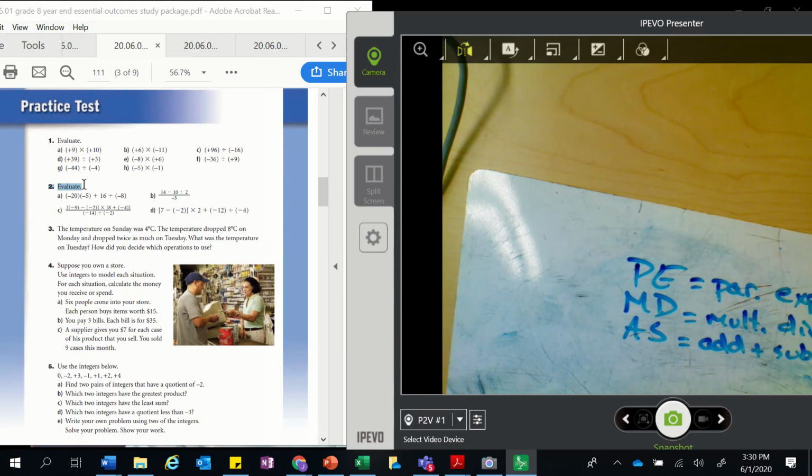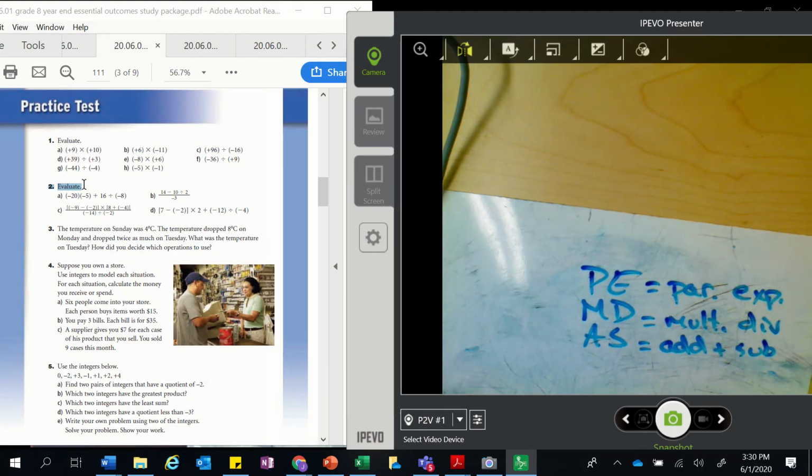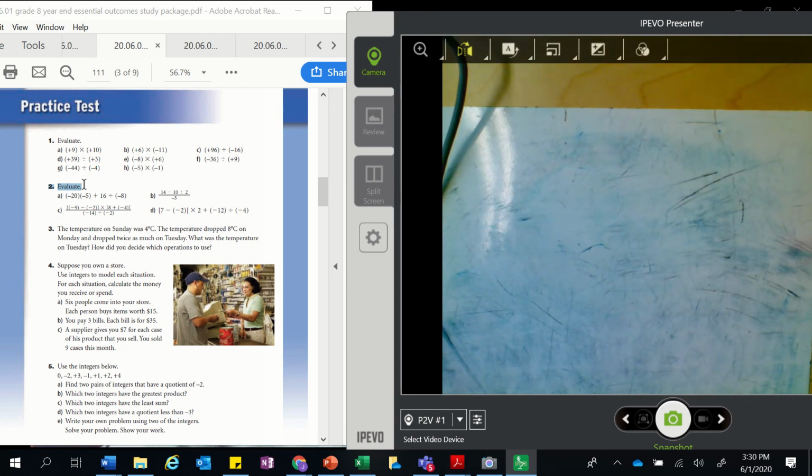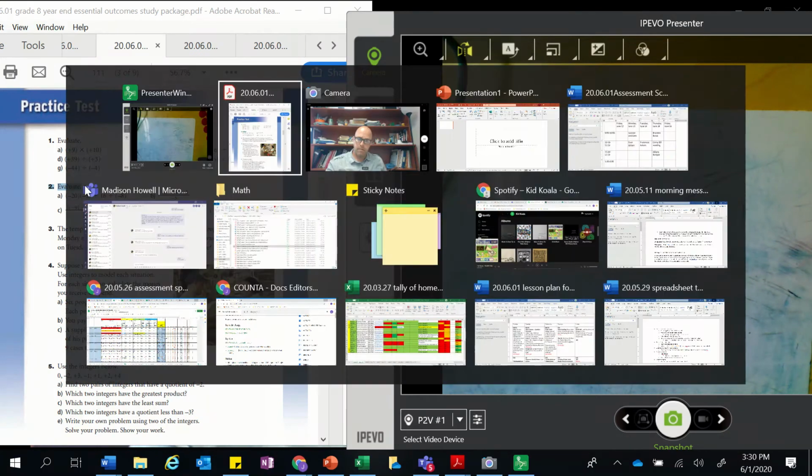All right? Well, let's take a look at number 4. It says, suppose you own a store. Use integers to model each equation. This is where you might get a little confused, but what you need to do is look for the clues. 6 people come to your store, each person buys items worth $15. Wow. 6 people come to my store and they each buy $15. Am I adding, subtracting, multiplying, or dividing?